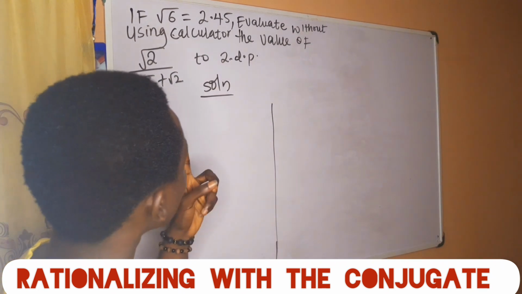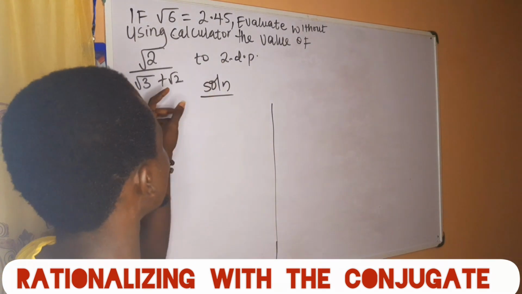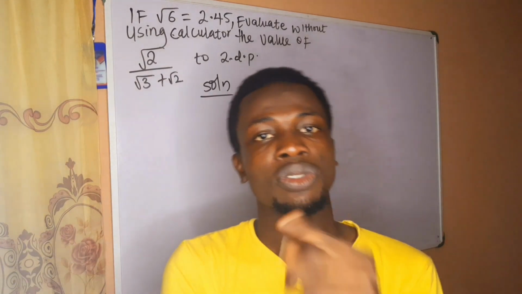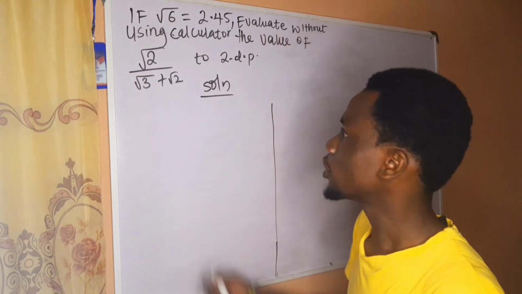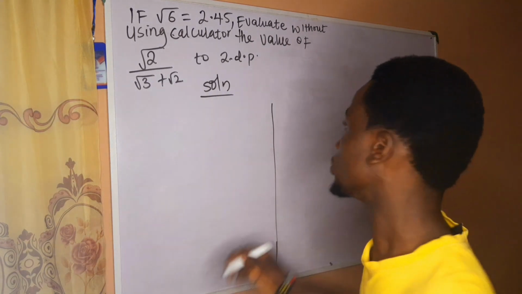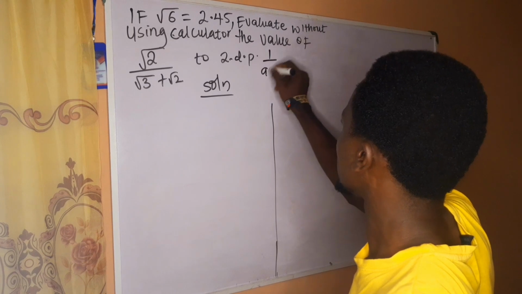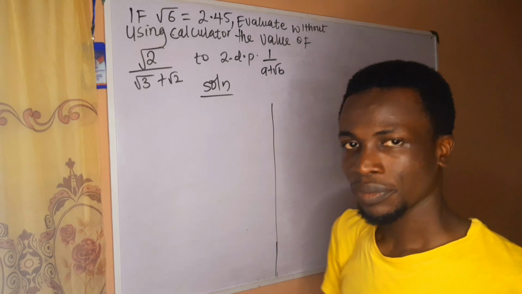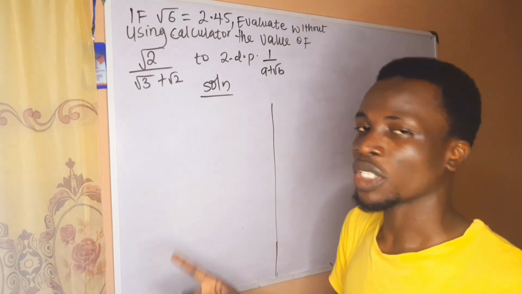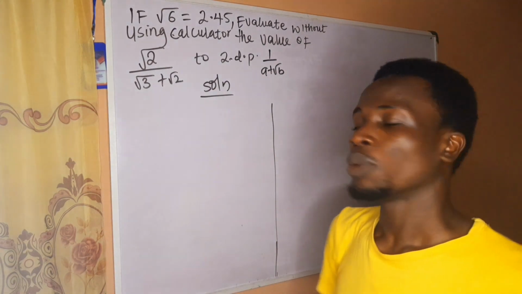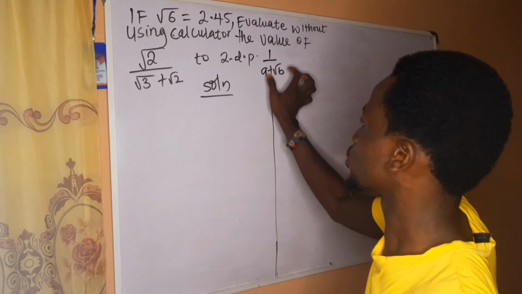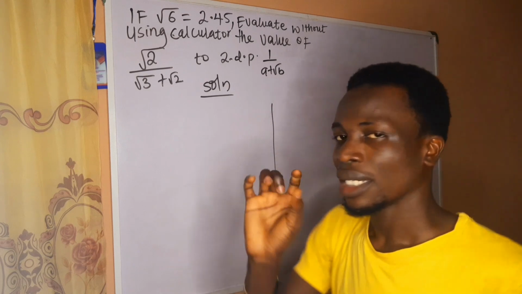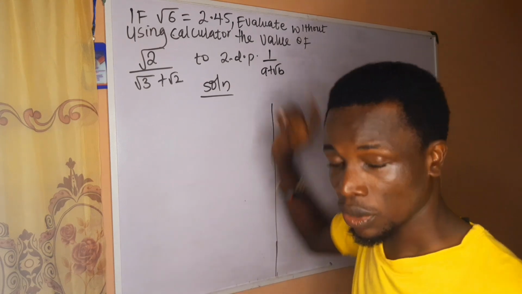Evaluate without using calculator the value of square root of 2 divided by the square root of 3 plus square root of 2. Now I need you to understand something at this point. Before we can solve this, I want you to look at this rule. If I have 1 over a plus root b, and I'm asked to simplify this, what I'm going to do is rationalize, because a square root cannot be a denominator. And in this case, it's not just a square root that is here. There's also a constant, which a denotes.